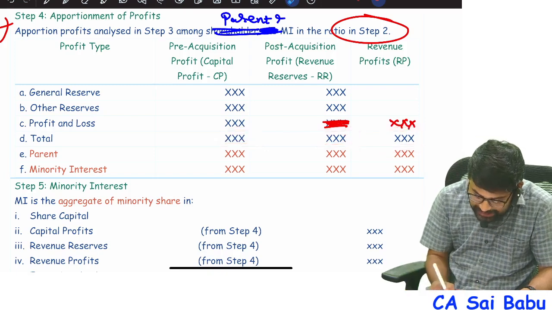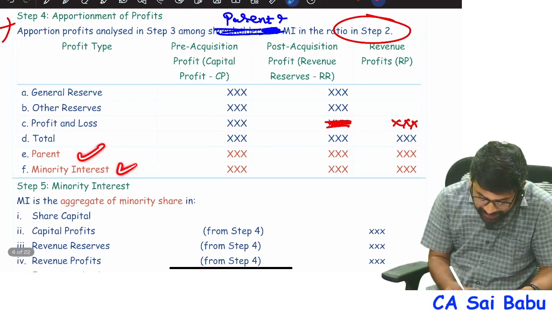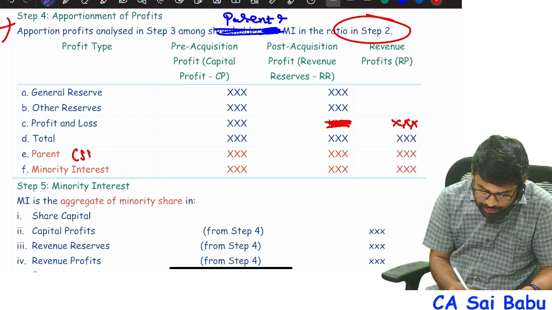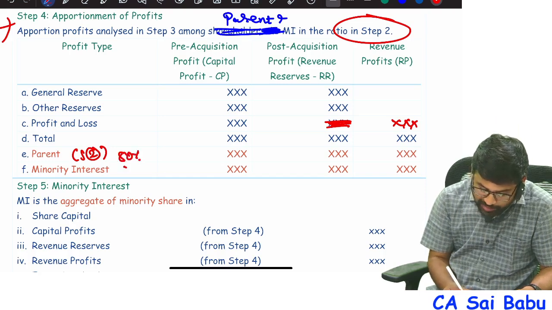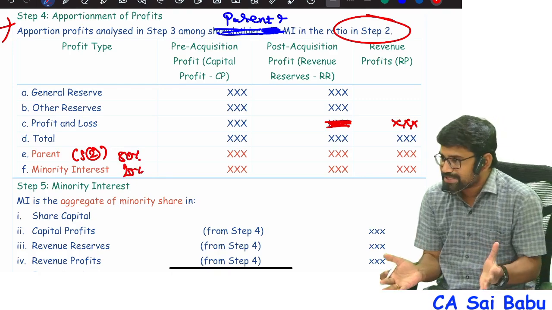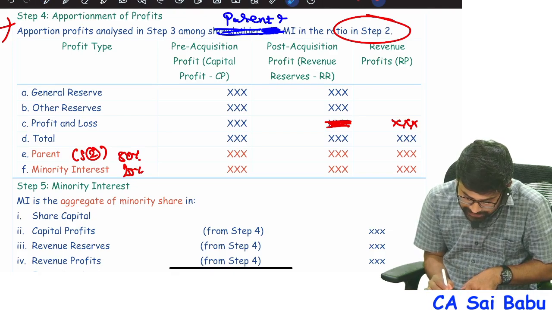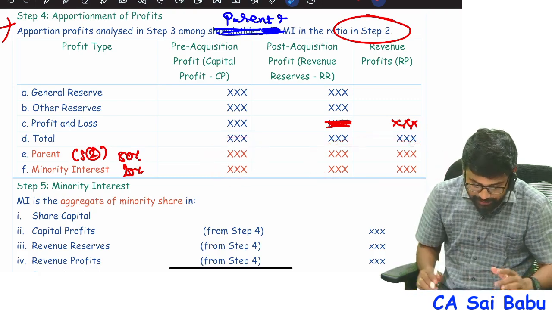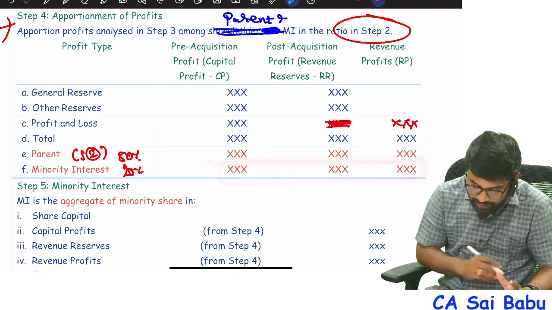Then you divide these reserves and surplus, which are apportioned as pre and post, between the parent and minority interest. And in which ratio? Already we decided in step number 2. How much is parent? 80%. How much is minority interest? 20%, for example. So the subsidiary company profits which are analyzed as pre and post will be divided to parent and minority interest. See this, this is the parent share, this is the minority interest share.